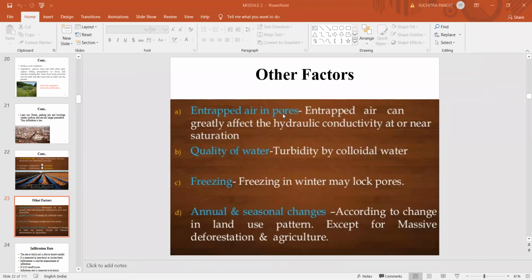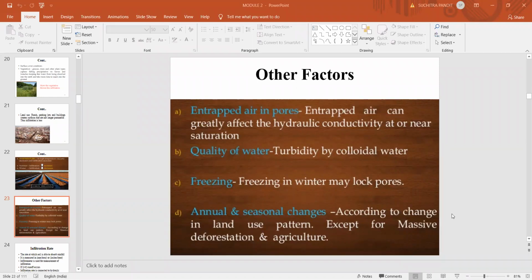Entrapped air in the pore spaces between the soil particles. Entrapped air can greatly affect the hydraulic conductivity of the water and also the quality of water. If the water is too turbid, then the rate of infiltration also decreases. So turbidity by colloidal water. Next, freezing. Freezing in winter may lock pores. So if the temperature falls below 0 degrees, then freezing in winter may lock pores between the soil particles.